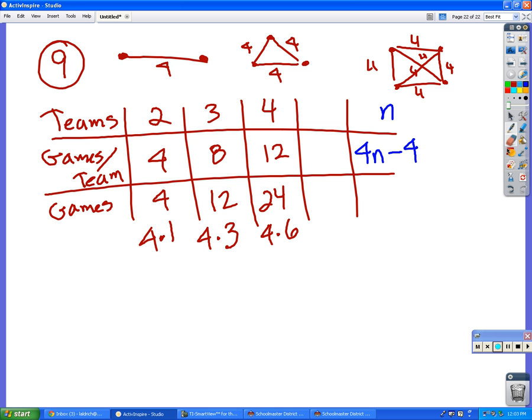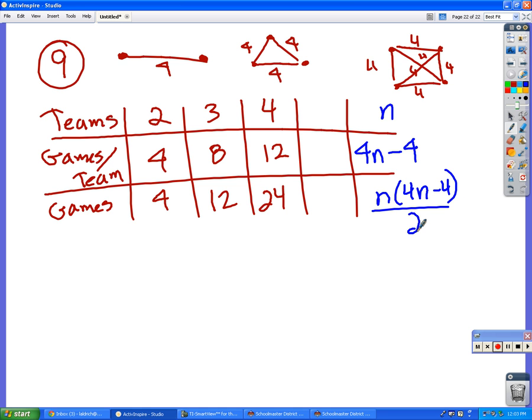Okay? And then let's do our multiplication trick again and see if that helps us. 2 times 4 is 8. We wanted 4. 3 times 8 is 24. But we wanted 12. 4 times 12 is 48, but we wanted 24. What can I do to those things each time to get what I want? Divide by 2. So it's the exact same thing as before. It's going to be n times 4n minus 4 divided by 2. So it's a little bit trickier because everybody's playing each other 4 times, but it's basically the same idea.